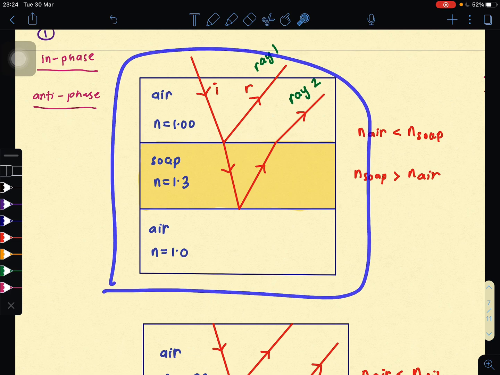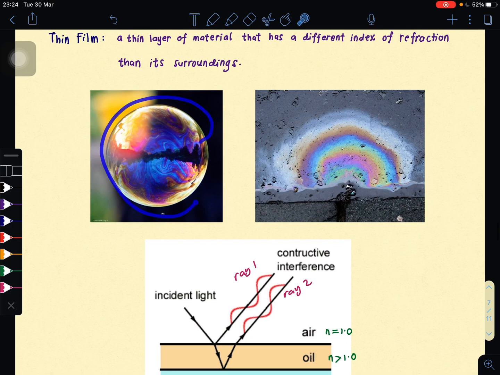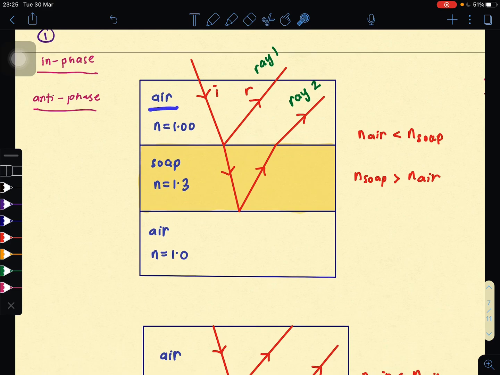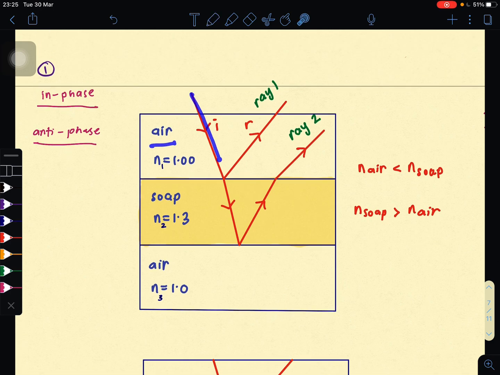Let's say for this example here, the first layer is air, the second layer is soap, and the third layer is air. This is an example of a soap bubble, where the bubble is in the air. Light travels from the outer layer, which is air, and then enters this surface, which is the thin film, the soap. Then it hits the other side, which is also air. So we have air, soap, and again air. Let me label this one first: N1, N2, N3. Since light travels from the medium air, as I said earlier, when it hits the surface of the soap it will be partially reflected, and the other part will be refracted into the soap, and again the same thing happens. So we have two rays here.